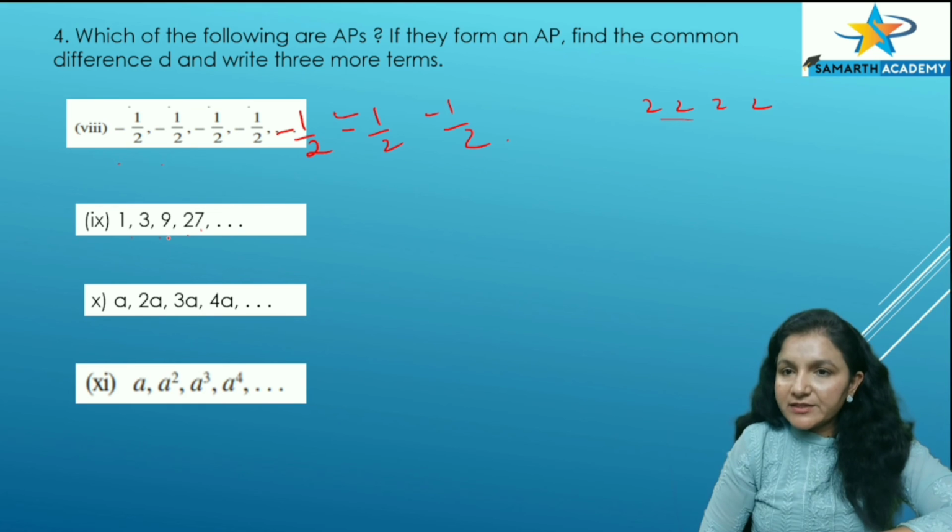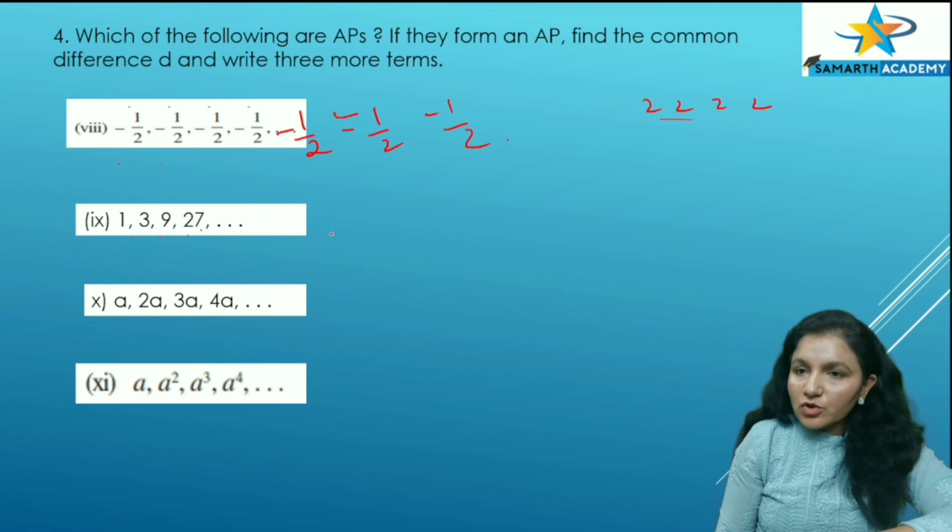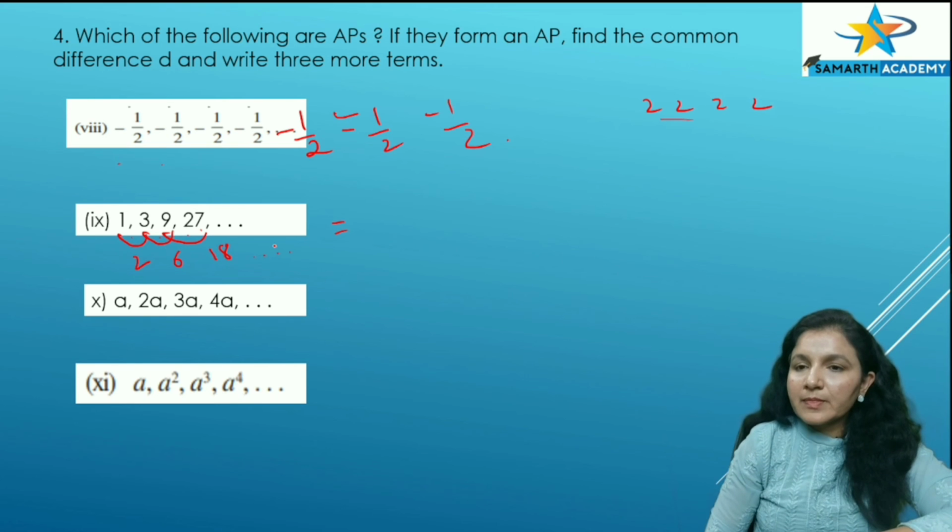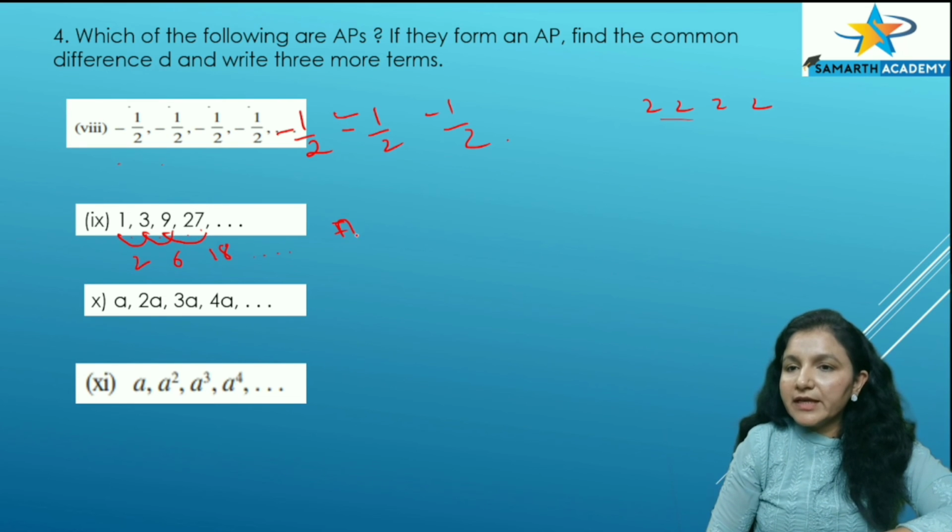1, 3, 9, 27. This is not an AP because the difference between first two terms is 2, and 9 minus 3 is 6. 27 minus 9 is 18 and so on. So, it is not an AP because they don't have common difference.